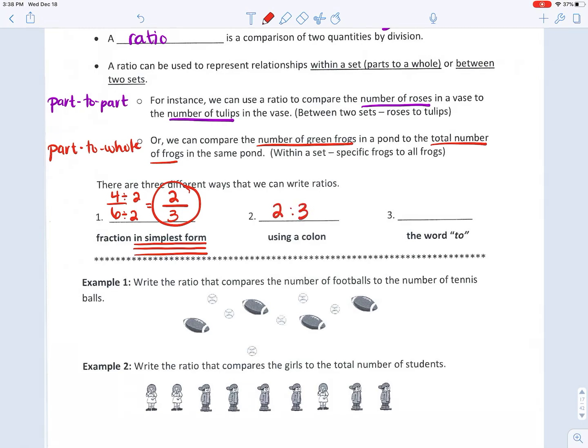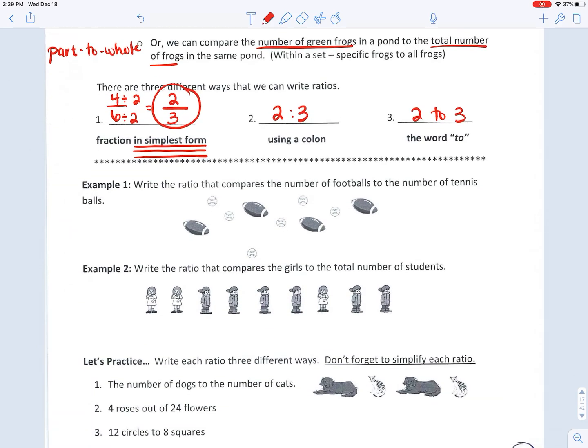So then I can write it using a colon, and now I can write it using the word "to". So there I have all three ways of writing a ratio. The important concept here is writing your ratio in simplest form. So example 1 says to write the ratio that compares the number of footballs to the number of tennis balls. So the number of footballs, I see 1, 2, 3, and 4. So there are 4 footballs.